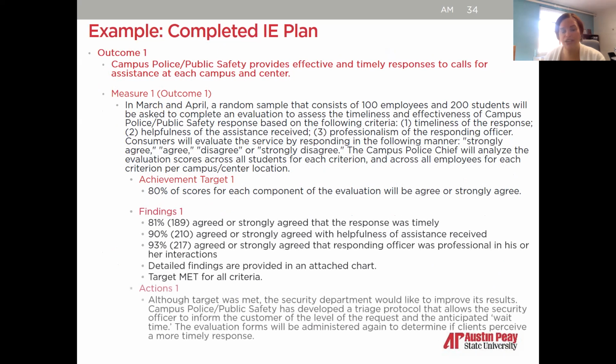This is an example of what it will look like when you have findings. We're taking that same plan from this fictional campus police public safety office, and then we're adding, here's what they found once they executed the measure, and here's the actions that they took based on those findings, or that they plan to take.